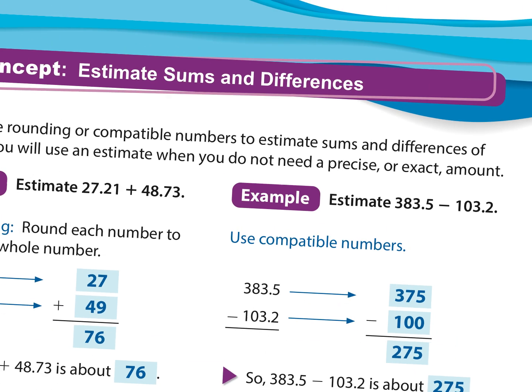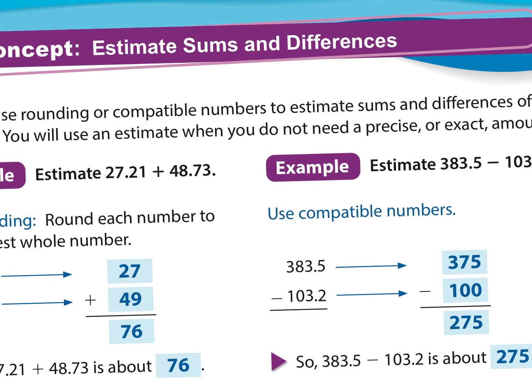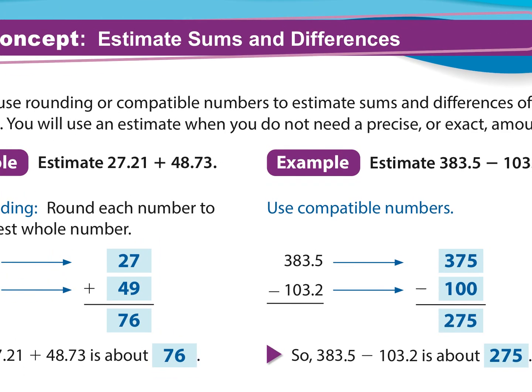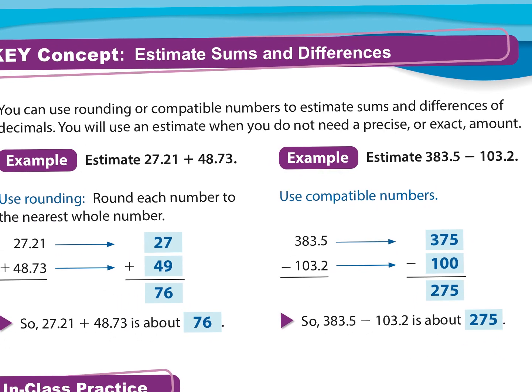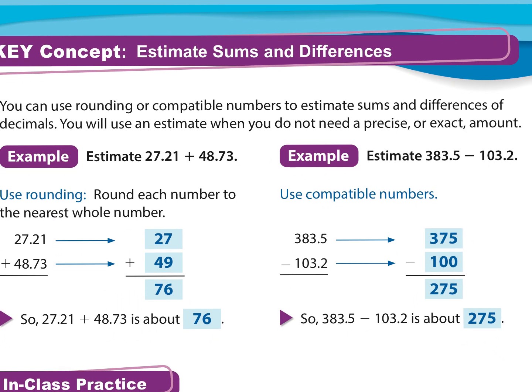All right, looking at the top on the next page, it says you can use rounding or what we call compatible numbers to estimate sums and differences of decimals. You will use an estimate when you do not need a precise or exact amount. So rounding is what we just used. Compatible numbers is another thing I really, really like.